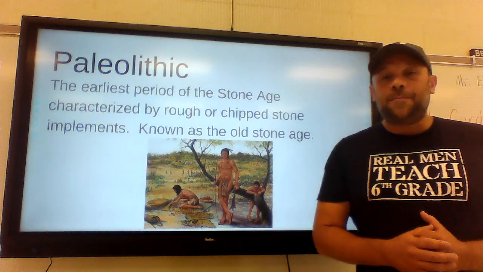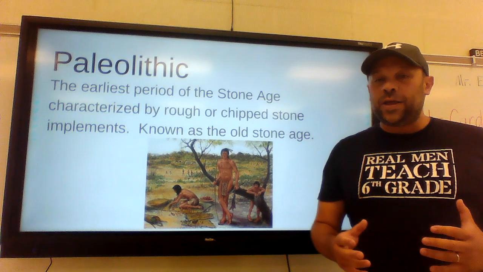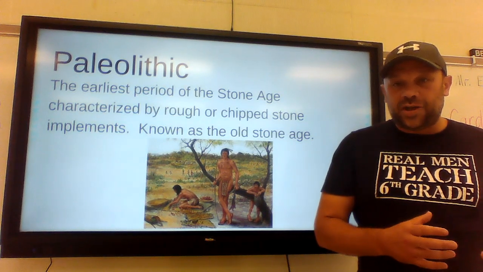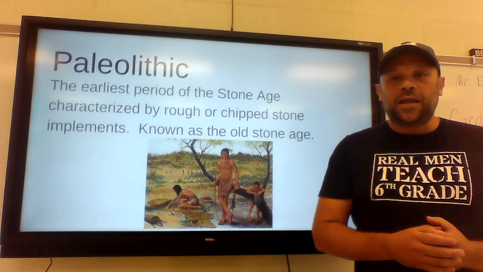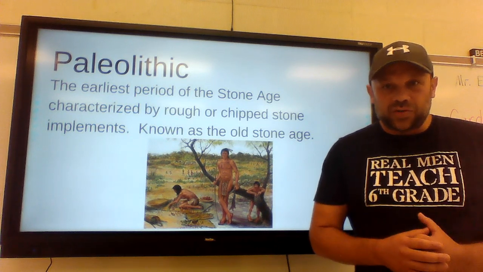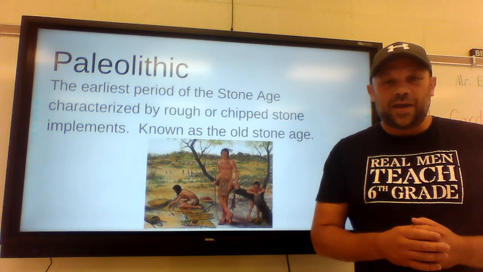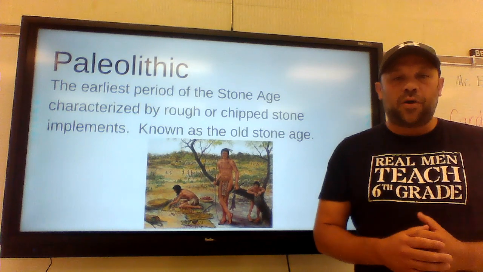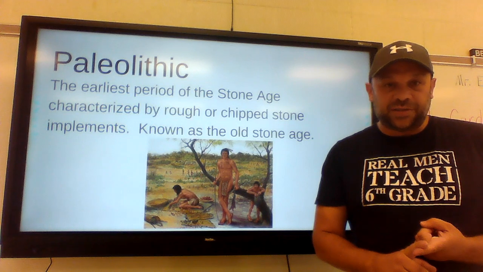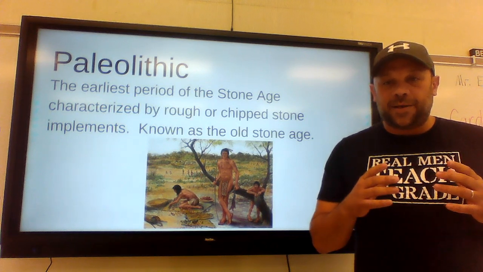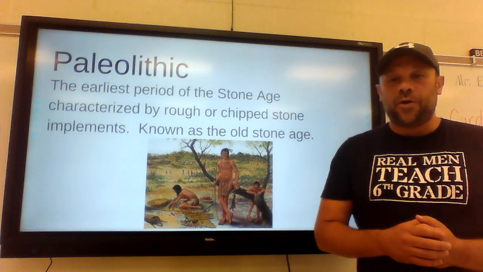All right, and that term is Paleolithic. Paleolithic simply describes the earliest period of the Stone Age. This goes back as far in history as we can go in looking at the stone tools that we can discover. And archaeologists have discovered these different tools from thousands and thousands of years ago. Paleolithic tools are usually characterized by rough, chipped edges. They're not as refined as tools that we would find later on.